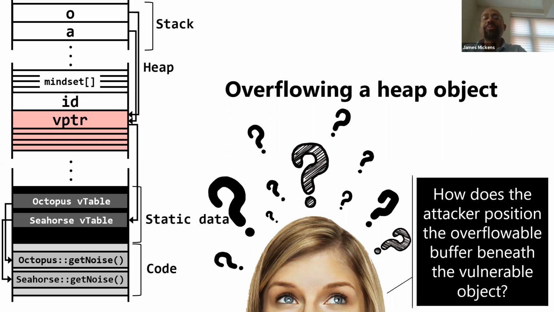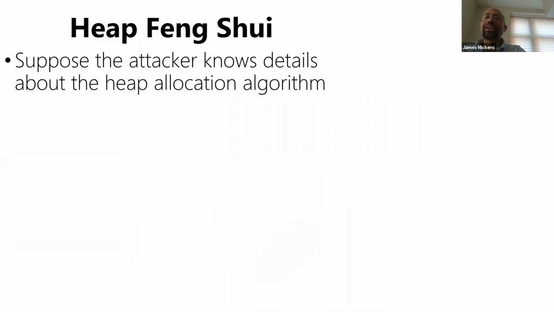Well, I have an answer for this, or should I say this evil world in which we live has an answer for us. One way you can position the buffer properly is using a technique that is delightfully called Heap Feng Shui. So how does this work? Suppose that the attacker knows details about the heap allocation algorithm. Maybe the attacker knows that the allocation algorithm is deterministic.